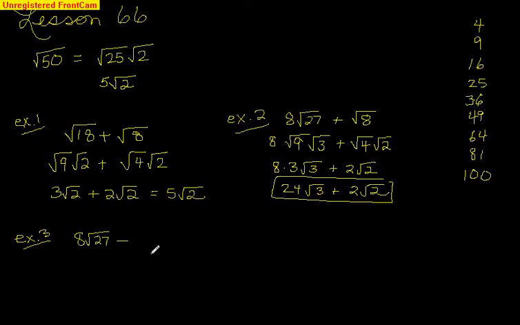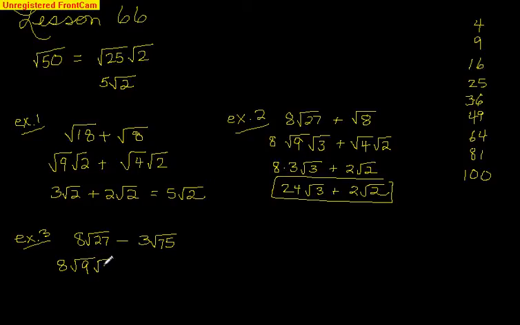Alright, hopefully you got the whole answer. Let's try it. So we're going to get 8. The biggest perfect square that goes into 27 is 9. We're left with a 3. That's the same as this one up here. Should have been easy. Minus, the biggest perfect square that goes into 75 is 25 times 3.